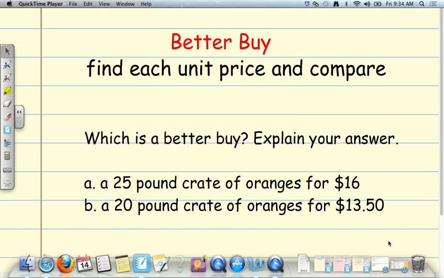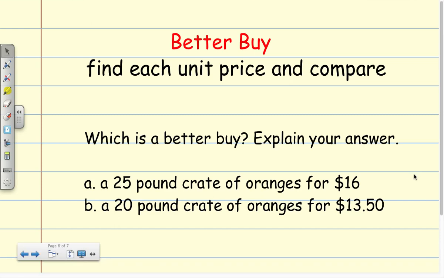Our last concept that we're going to talk about in 6.1 deals with better buys, identifying better buys. So the strategy, everybody should be writing this in their notes. The strategy for better buys is to find each unit price and compare. So whatever's cheaper for 1 will be the better buy.